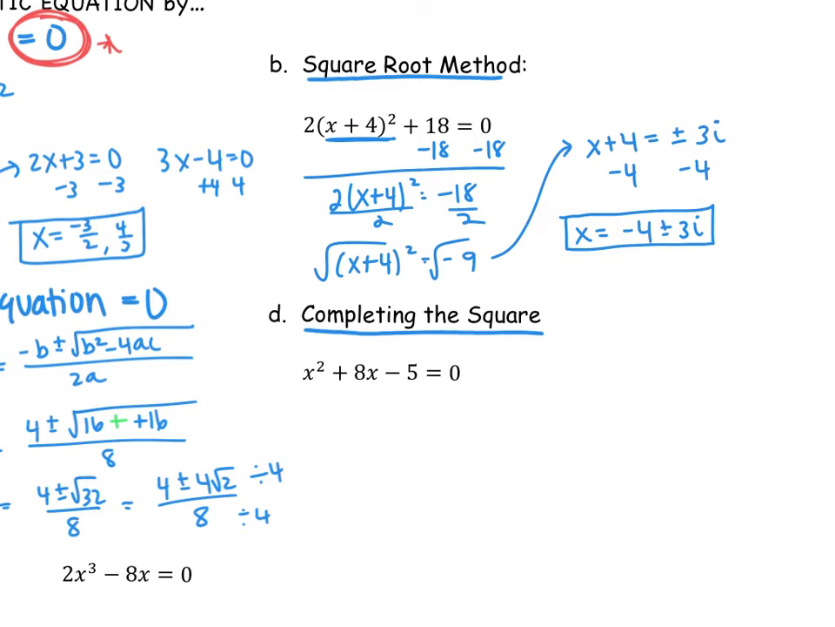Please note common mistakes here. What some students do is they get all the way to the end, then they put the plus minus. As soon as you take a square root, you need the plus or minus. You can't just add it on at the end.